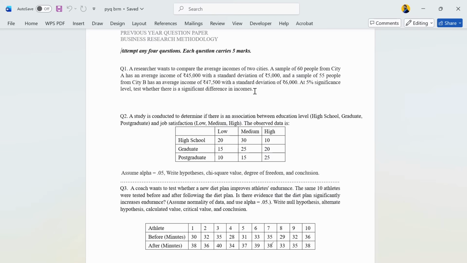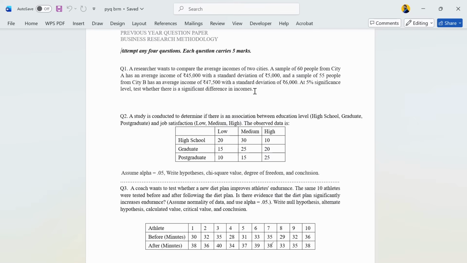So our researcher wants to compare the average income of two cities. A sample of 60 people from city A has an average income of 45,000 with a standard deviation of 5,000, and a sample of 55 from city B has an average income of 47,500 with a standard deviation of 6,000. At a 5% significance level, test whether there is a significant difference in incomes, right?